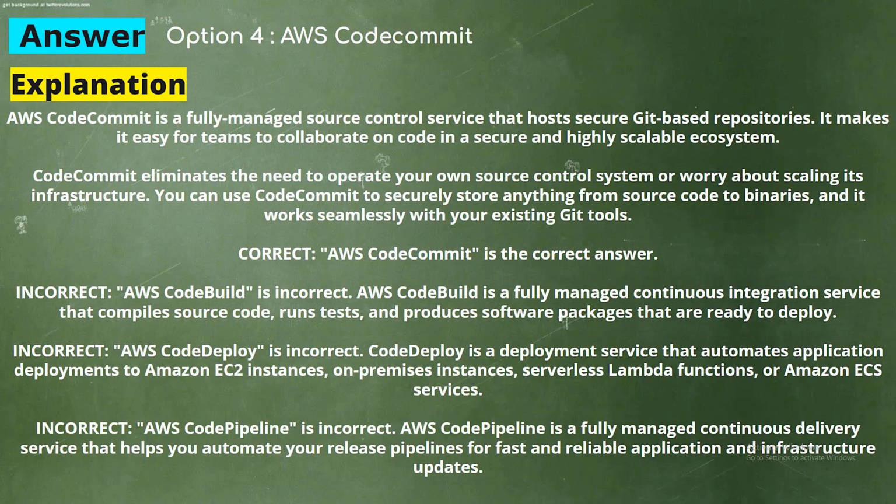AWS CodePipeline is a fully managed continuous delivery service that helps you automate your release pipelines for fast and reliable application and infrastructure updates.